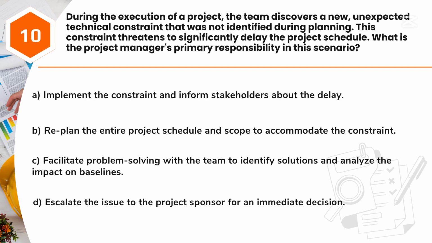Question 10. During the execution of a project, the team discovers a new, unexpected technical constraint that was not identified during planning. This constraint threatens to significantly delay the project schedule. What is the project manager's primary responsibility in this scenario? A. Implement the constraint and inform stakeholders about the delay. B. Replan the entire project schedule and scope to accommodate the constraint. C. Facilitate problem solving with the team to identify solutions and analyze the impact on baselines. D. Escalate the issue to the project sponsor for an immediate decision.